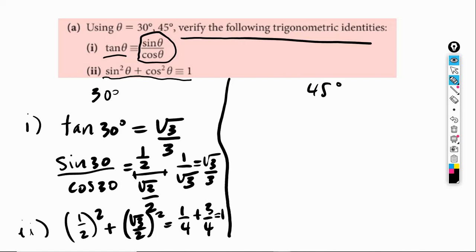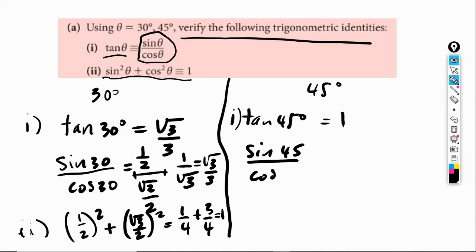So for 45 degrees, it would be exactly the same thing. Let's recall first of all for part 1 that tangent of 45 degrees equals 1. So that means that we have to get sine of 45 over cosine of 45 to give us 1 as well. But sine of 45 is 1 over square root of 2, or 2 over square root of 2, which is the same thing. And cosine is also 1 over square root of 2, and this inevitably gives 1.